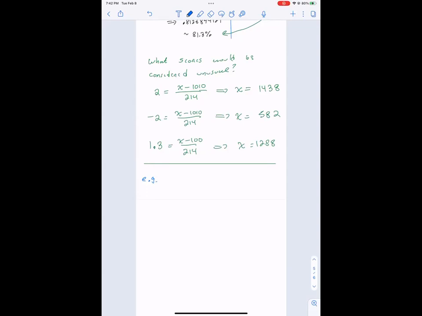214 times 2 is 228, isn't it? Is 428 wrong? Oh, plus the 10 from the 1010. I'm an idiot. Okay. No arguments. Okay. So, here we go.